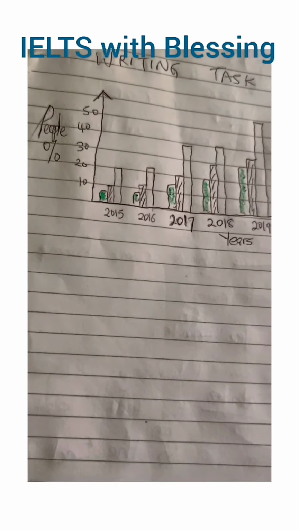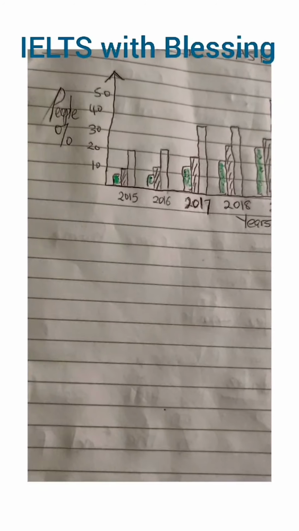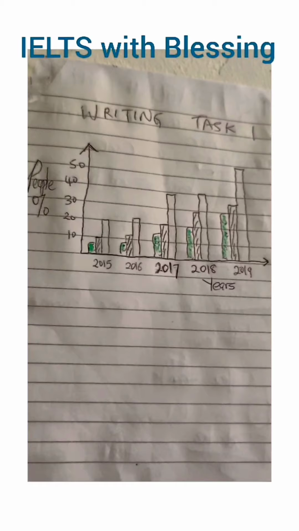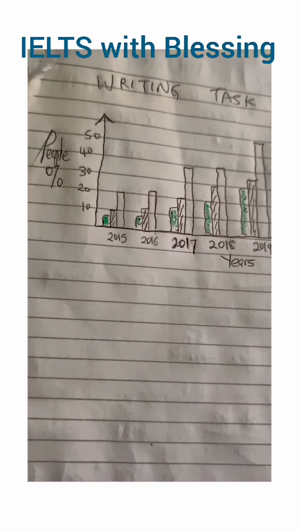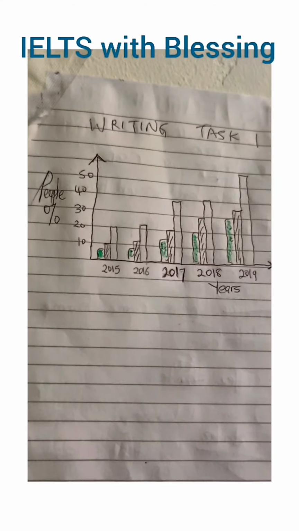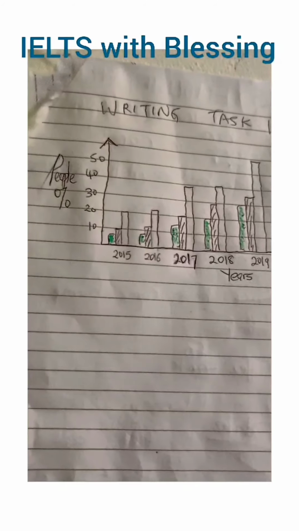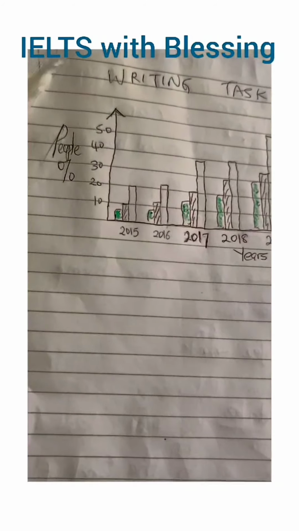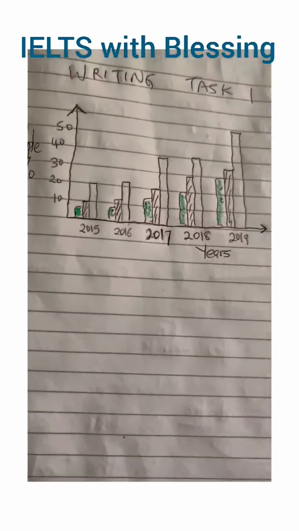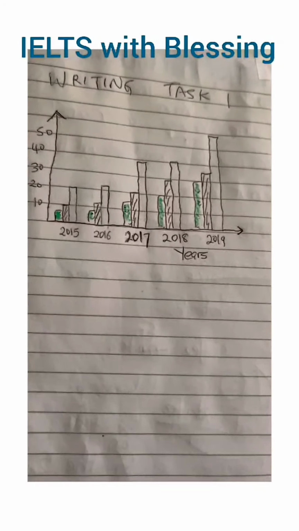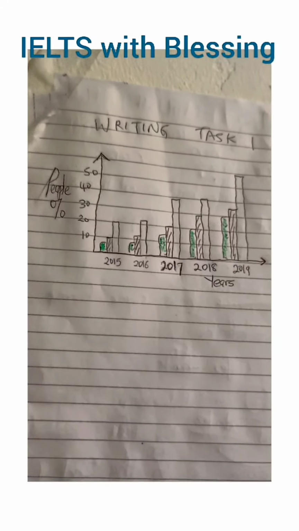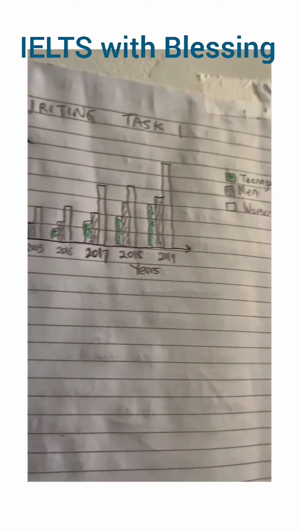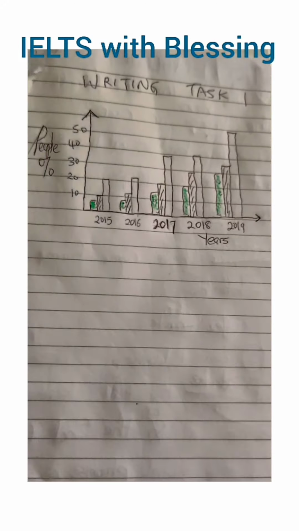You can start by analyzing this one. For example, for this task, write a report of over 150 words. The question in your exam is going to be: the bar chart below shows the percentage of people who shopped online from 2015 to 2019. You can say Nigeria or the UK, but let's use the UK.